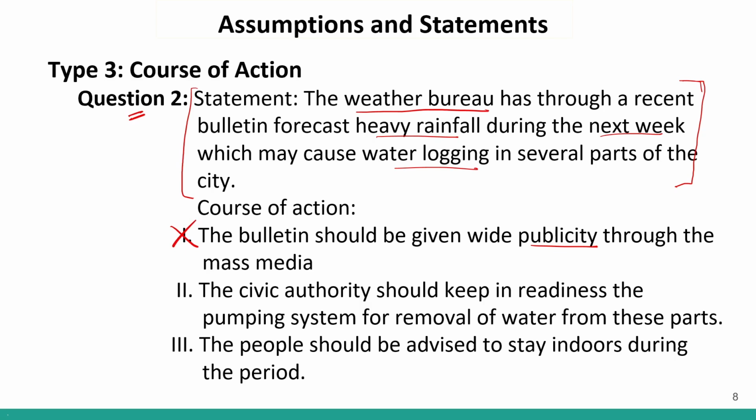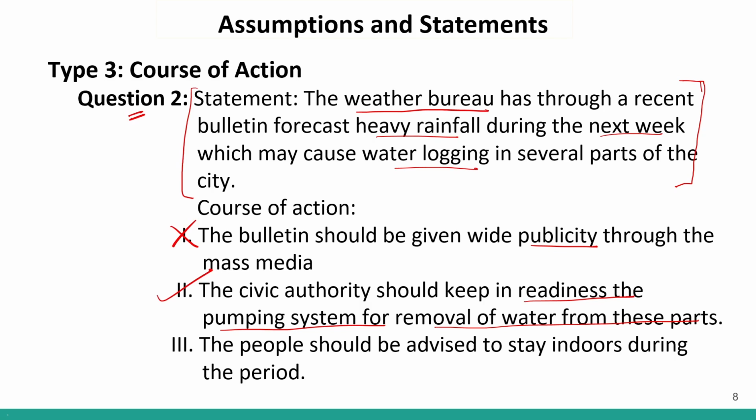Okay. Second one says the civic authority should keep in readiness the pumping system for removal of water from these parts. So this is definitely a correct course of action. Since it is predicted that waterlogging will happen in several parts of the city, it makes sense that the civic authority will be ready with the pumping systems in case waterlogging happens. So this would be a correct course of action.